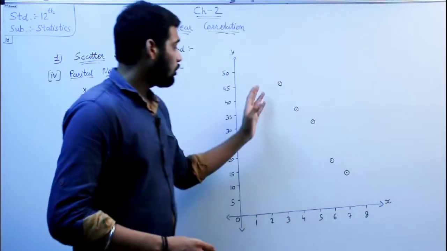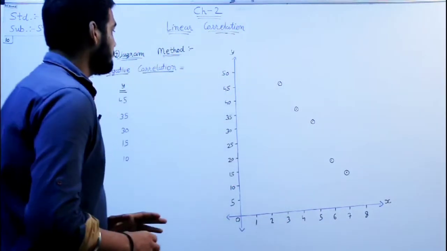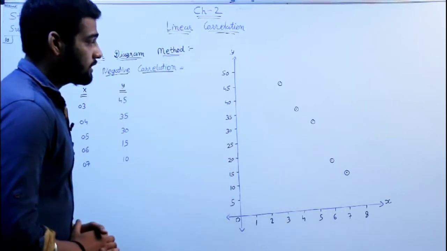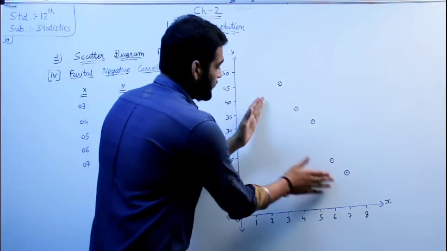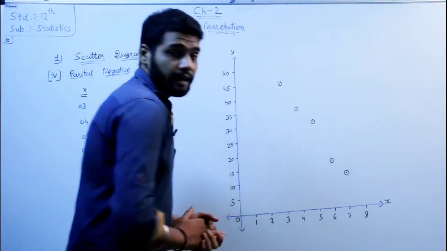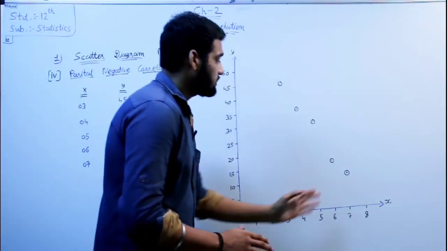So after plotting all points we can easily see this graph is partial negative correlation because all the points' direction is downward, from left to right, and all the points of this graph are not in one line but around one line.